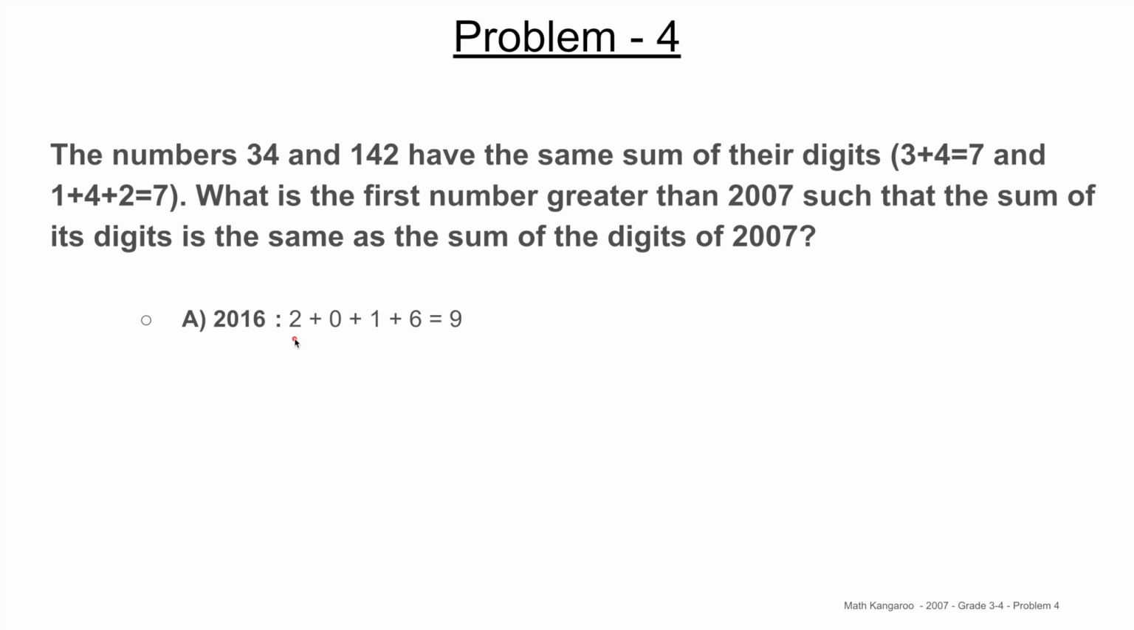2016. The digit sum of 2016 is 9. Wow, we found our first match. But let's keep going to check for a closer number. Option B. 2115. The digit sum is again 9.